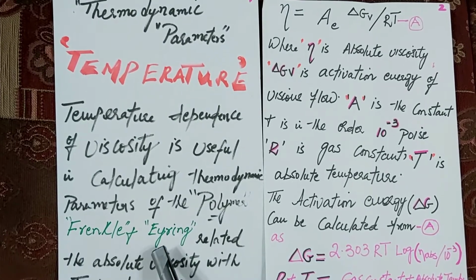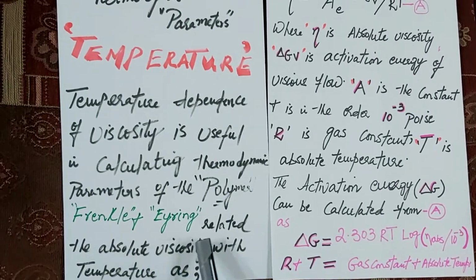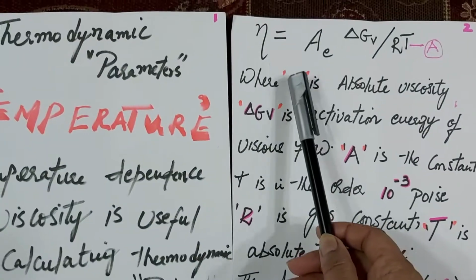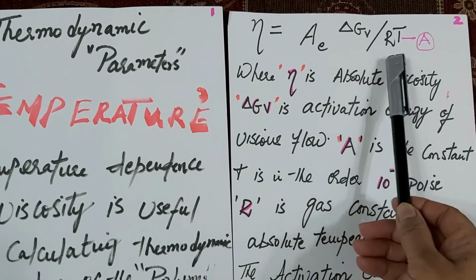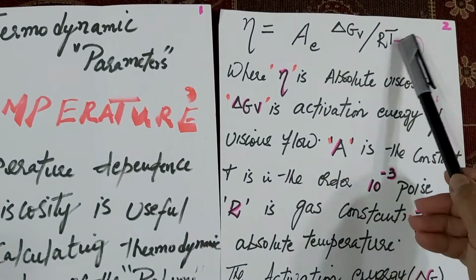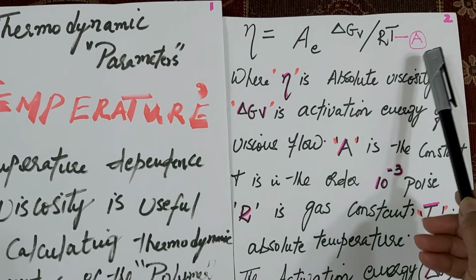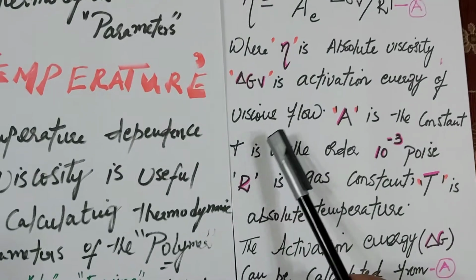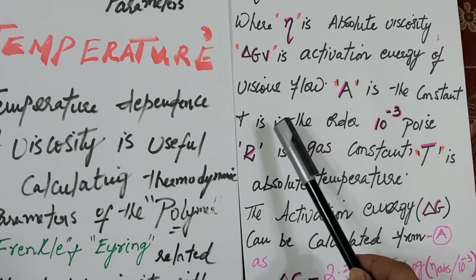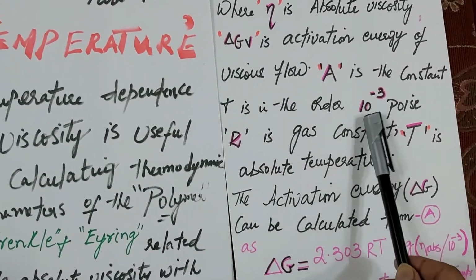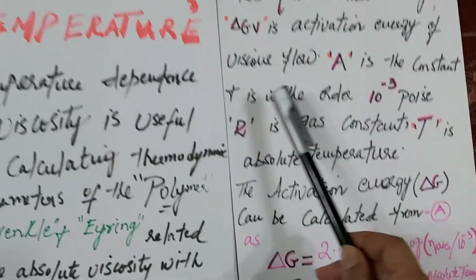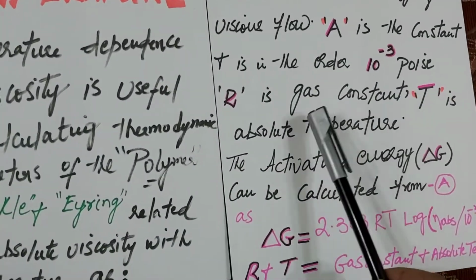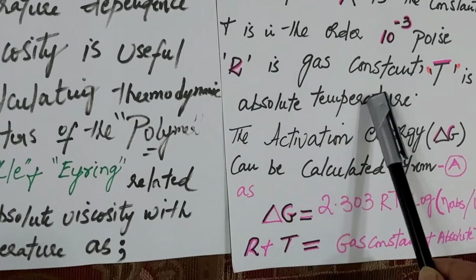I have referred to here. These relate the absolute viscosity with temperature as eta equals A e to the power delta GV over RT. We label it as equation A, where eta is the absolute viscosity, delta GV is the activation energy of viscous flow, and A is a constant in the order of 10 raised to power minus 3 poise. R is the gas constant, and T is the absolute temperature.